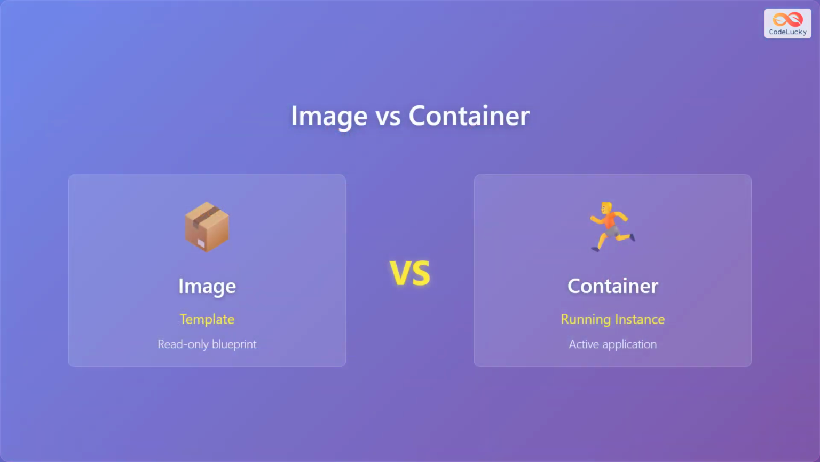It's important to distinguish between a Docker image and a Docker container. An image is a read-only blueprint or template. A container is a running instance of an image. Think of an image as a recipe and a container as the actual dish you prepare using that recipe.